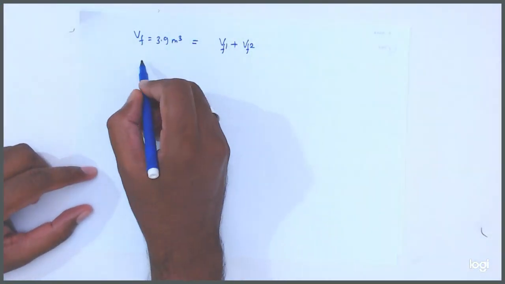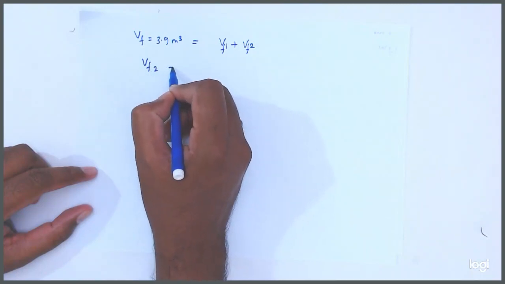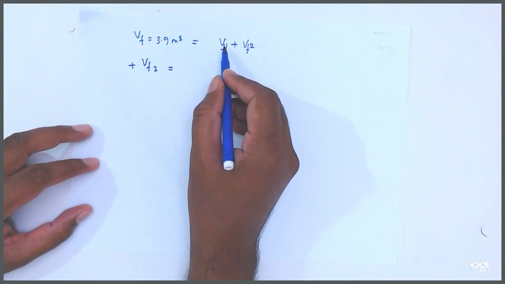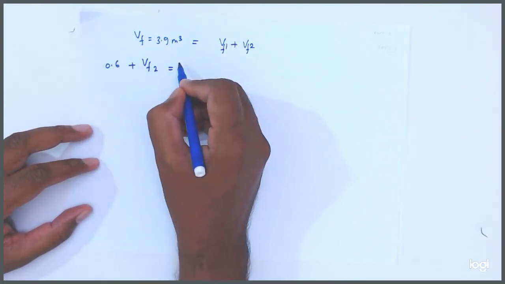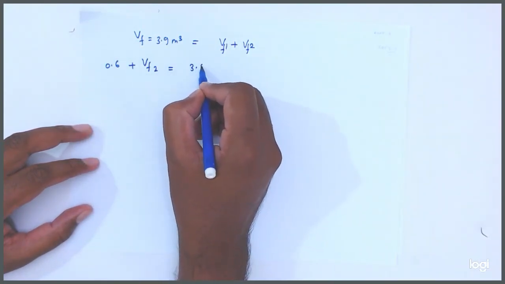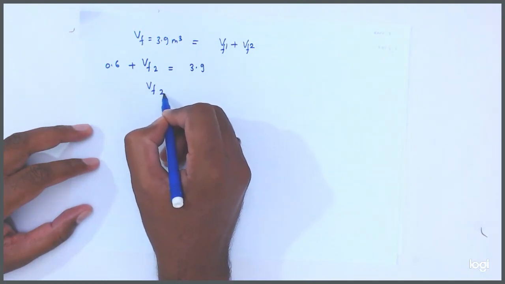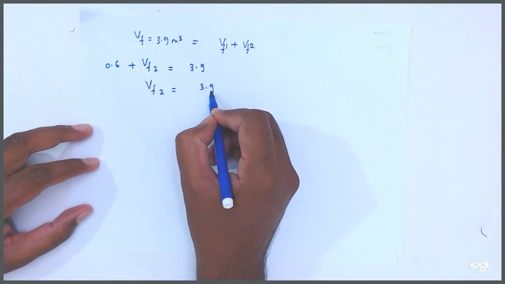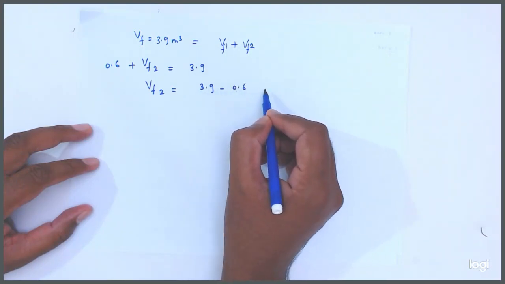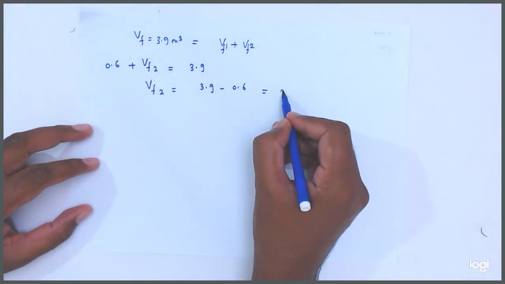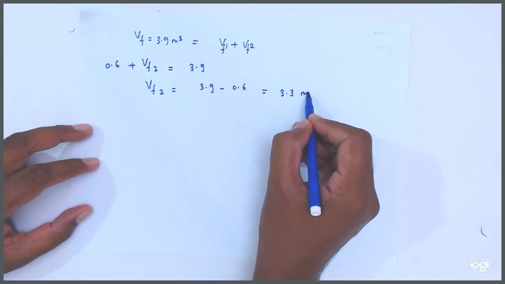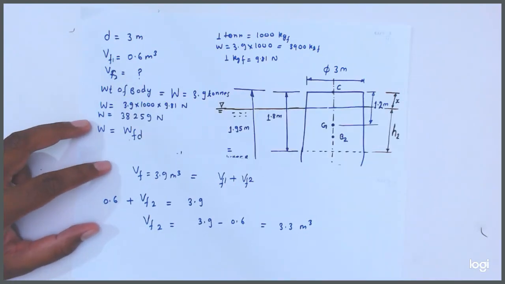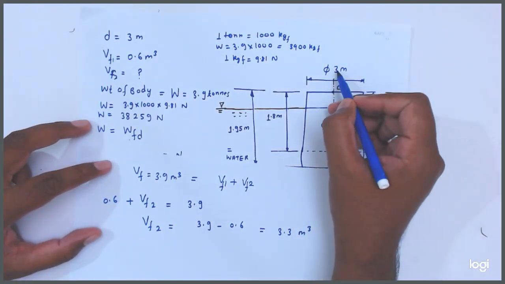So we have to find the volume of Vf2, because here you see this Vf1 volume has given 0.6, equal to total volume, this one 3.9. So Vf2 is equal to what friends? Volume of upper part is equal to 3.9 minus 0.6. It will come friends 3.3 meter cube.